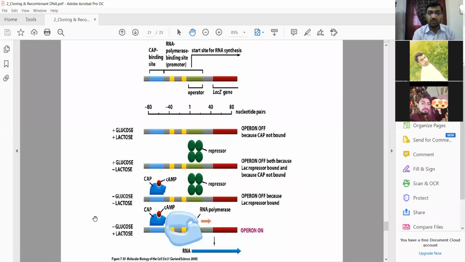The last condition is when there is no glucose but we have lactose, so cAMP would also be available, and in the presence of lactose, allolactose would also be available, so it will remove this repressor from the operator site, and RNA polymerase could transcribe and make this operon on, and an RNA would be transcribed. So this is how the lac operon works.